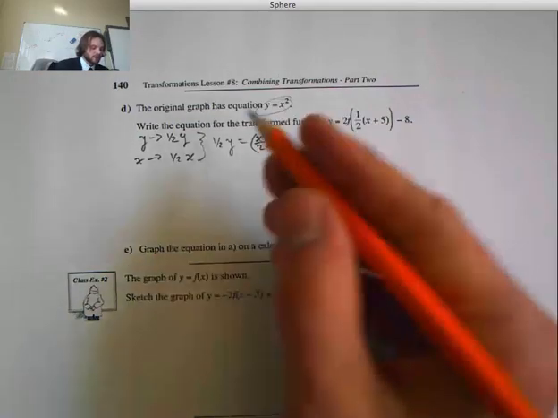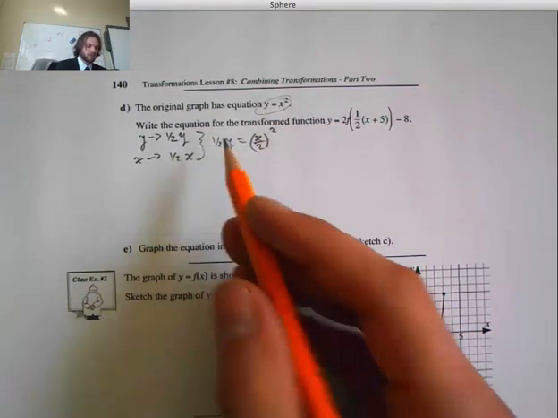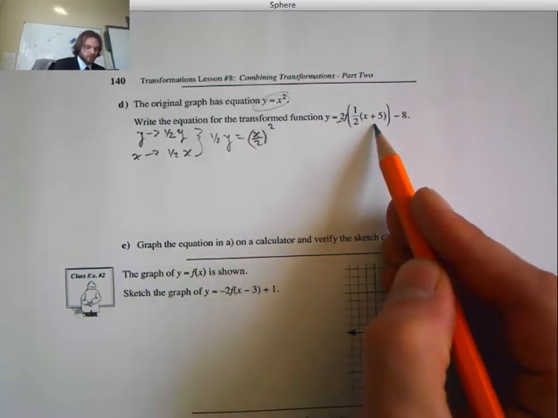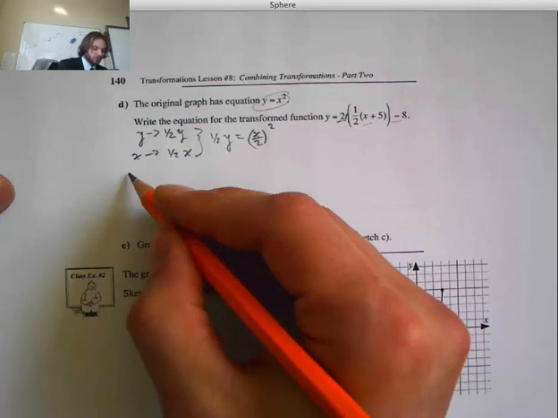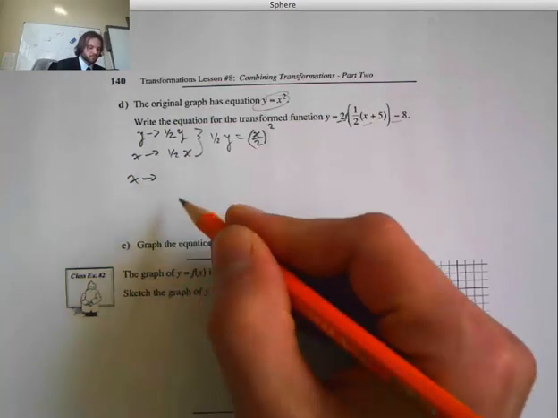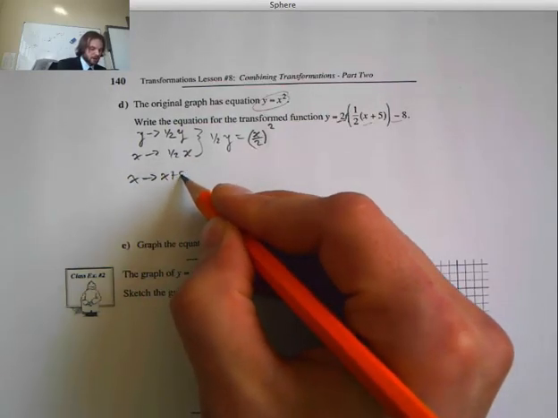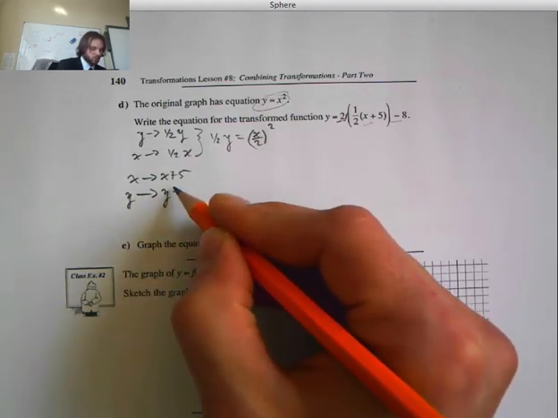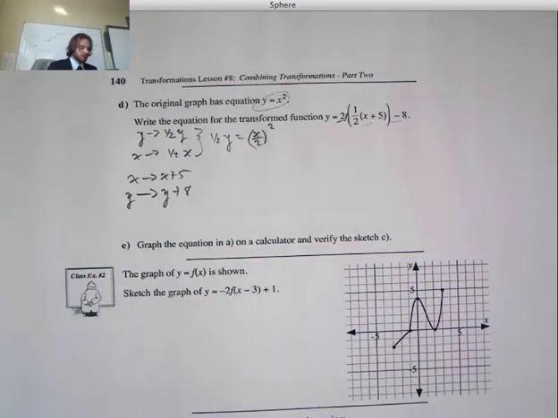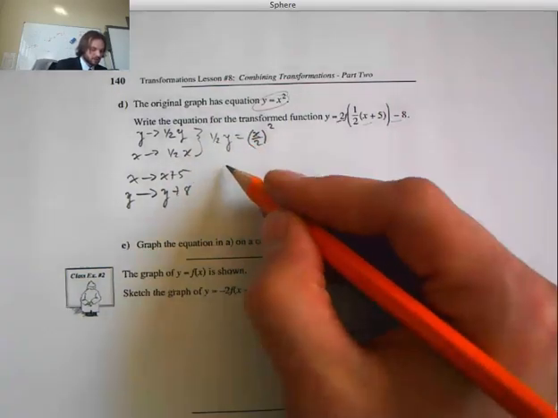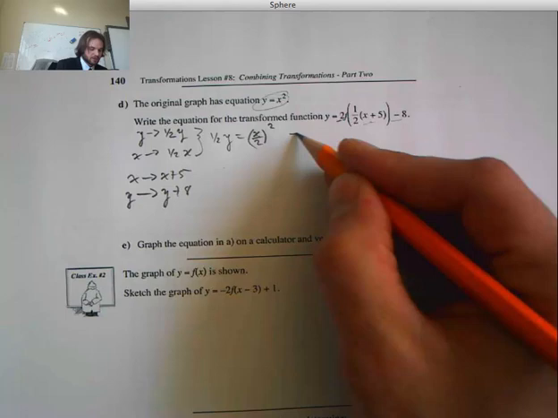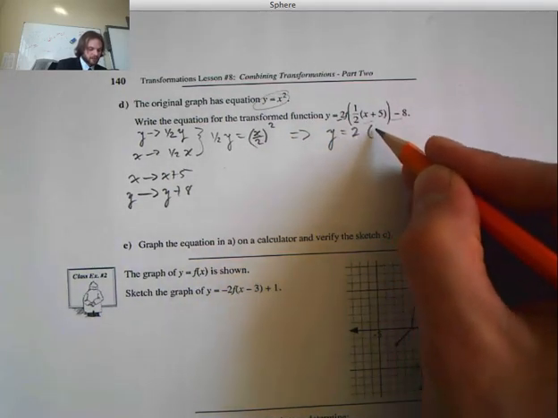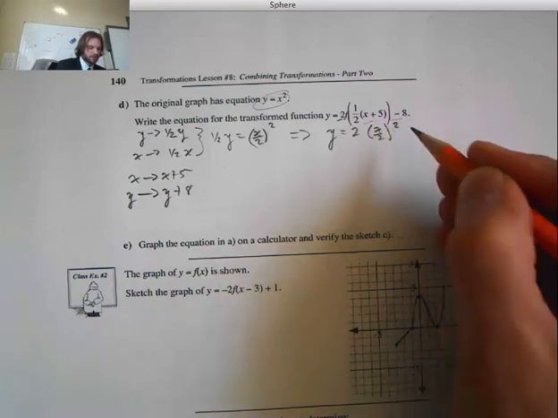Okay, let's continue. Now the next part here says, then we're going to go with reflections. Are there any reflections here? No, there are no reflections. So we also know then that x goes to x plus 5, and we know y goes to y subtract, or y plus 8. Okay? So I'm going to move this all the way to that side. So I have, first of all here, this will end up giving me y is equal to 2x over 2 squared. Okay?